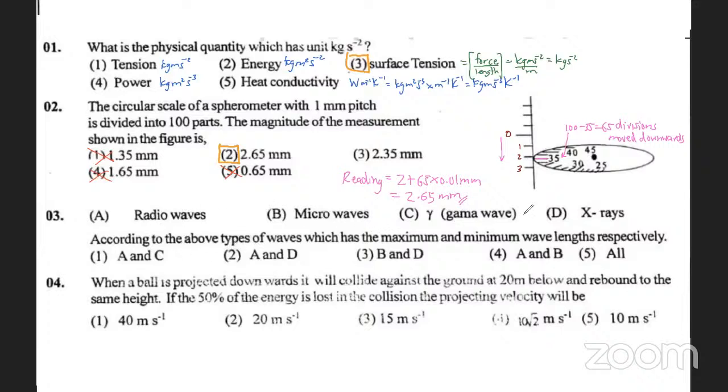Right. Next one. Radio wave, microwaves, gamma waves, X-rays. According to the above types of waves, which has the maximum and minimum wavelength respectively? Maximum, minimum wavelength. Okay, people. So we all know when you compare frequency and wavelength, we'll quickly arrange them according to wavelength. Radio wave has the highest wavelength, and then microwave, and then X-rays, and finally gamma.